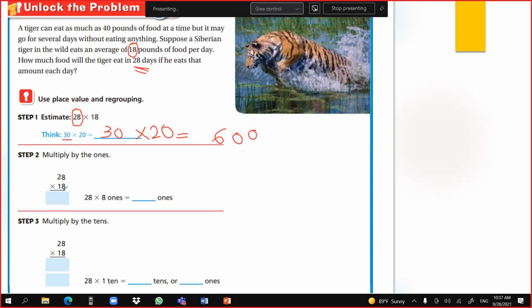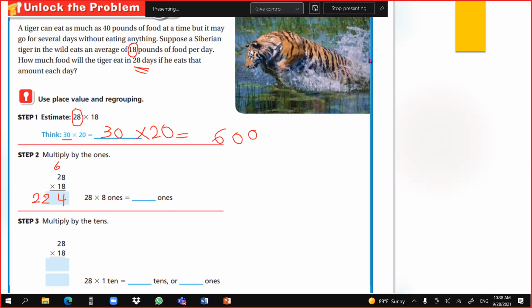Here we have 28 times 18. First of all, you have to multiply 8 by 28, so you have to multiply 8 first. 8 times 8 is 64, bravo. 64. 8 times 2 is 16. Plus 6 is 22. Bravo.